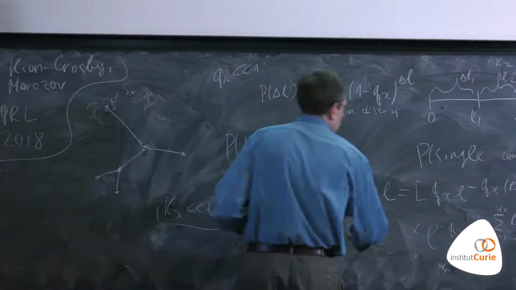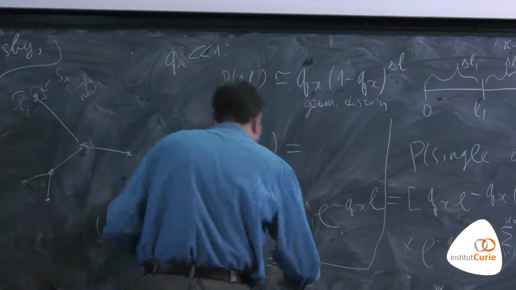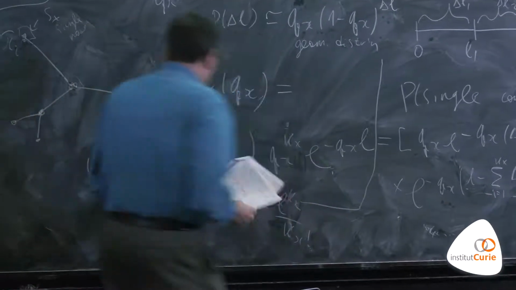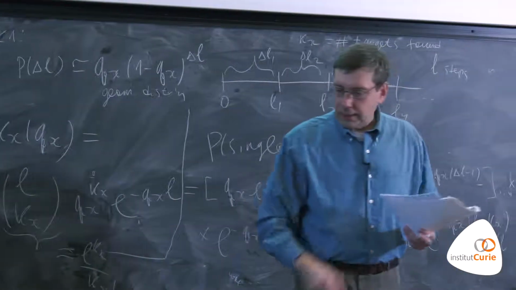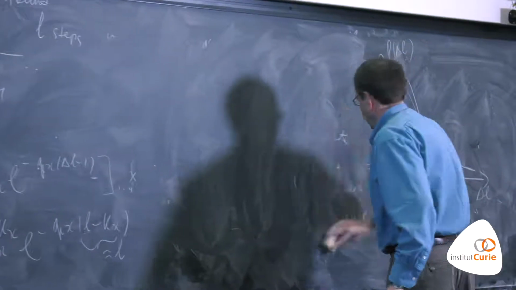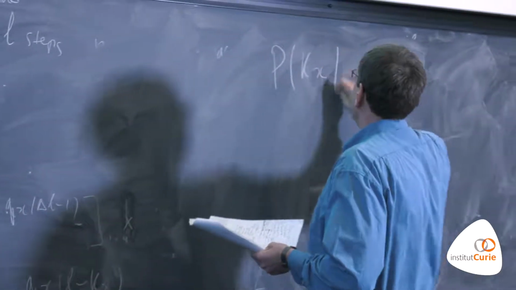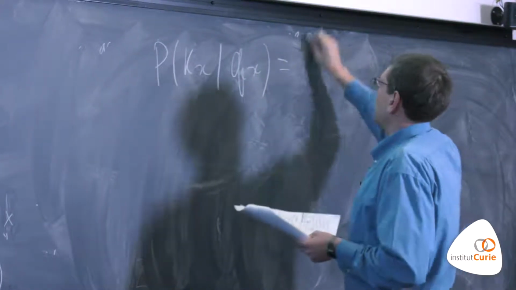What I was going to say. So sorry, first I need to, I will rewrite it. So this can be simplified like this when Kx is much less than L. So what we get in the end, and all I did was sum over a bunch of exponential probabilities, is that the probability to have Kx target finding events, given the rate, is given by the Poisson distribution.